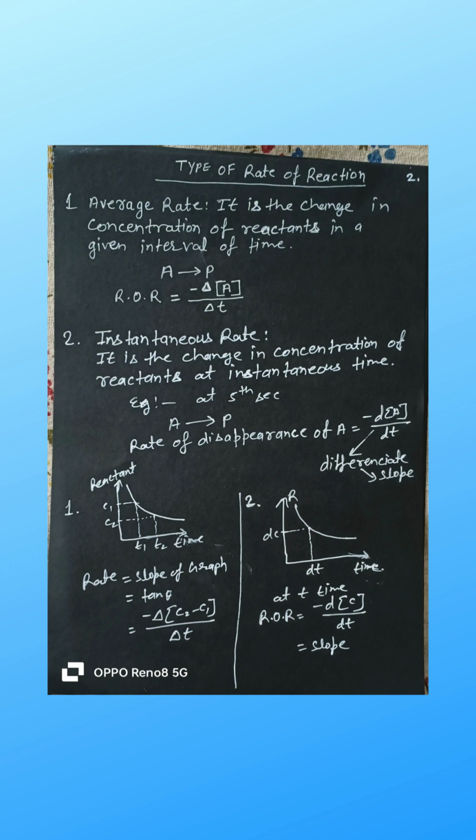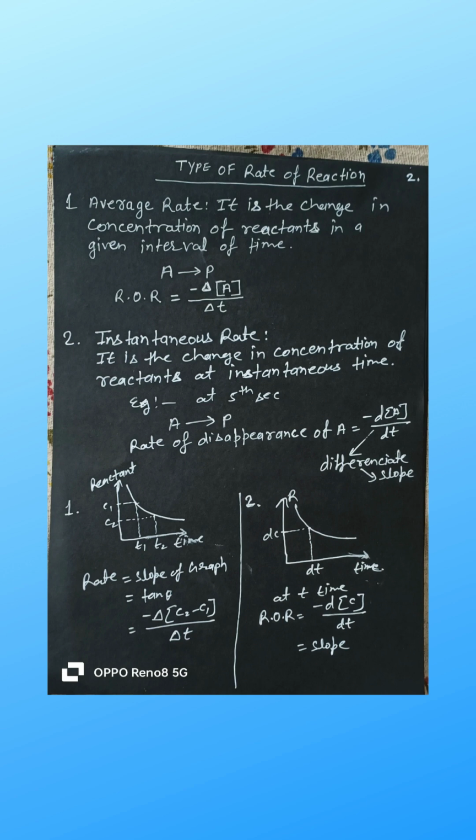Part 2. Instantaneous rate of reaction. Instantaneous rate means the change in concentration of reactant at a particular moment of time. For example, exactly at the 5th second. That means, how fast the reaction is happening at that exact moment. This is called the rate of disappearance of A or the rate of appearance of P.